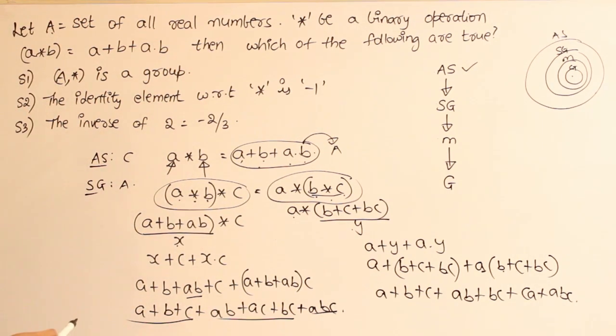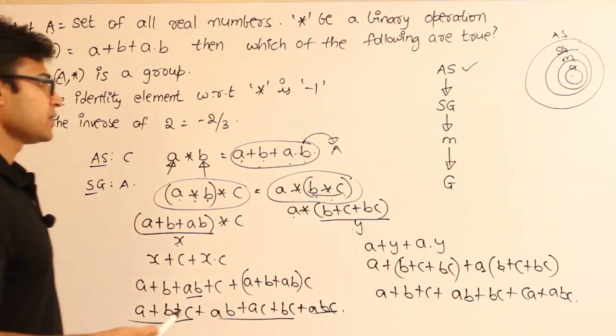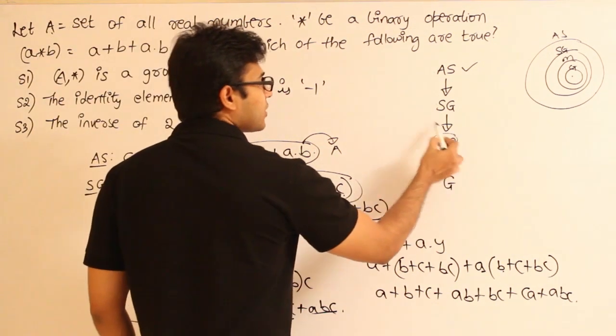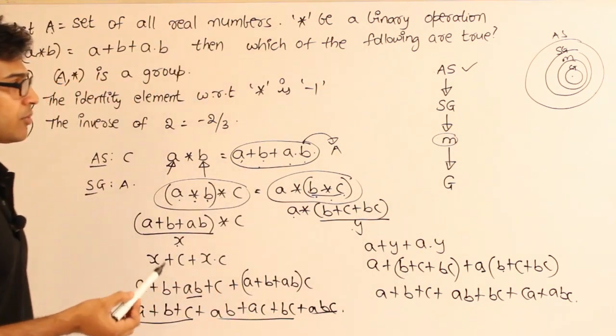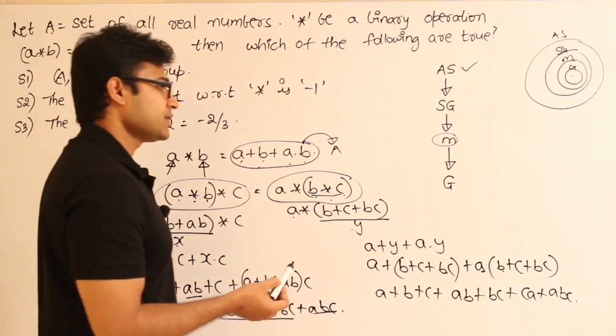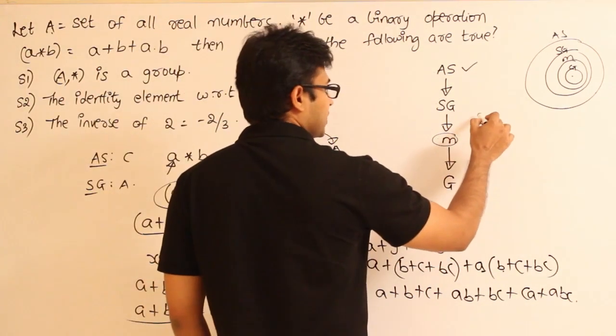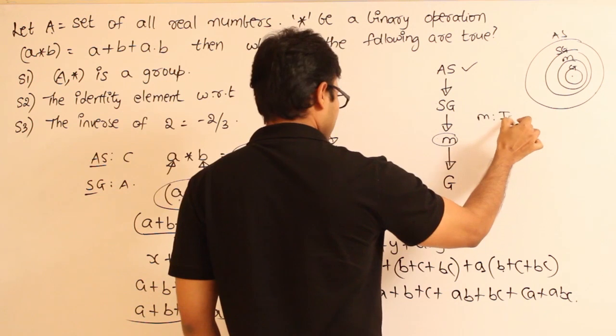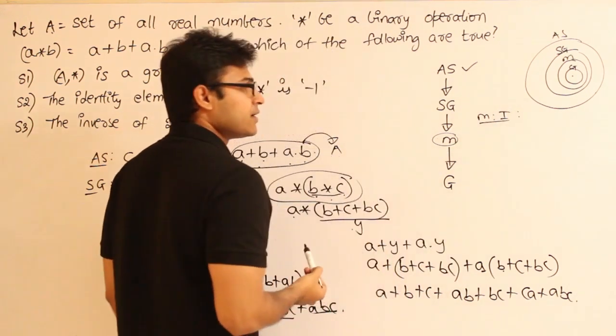Since star is associative, we can say that it is a semi-group. And the next one is, we should test whether it is monoid or not. How can we test whether it is monoid or not? The property that we should test is whether it is going to have an identity element. So what is identity element?